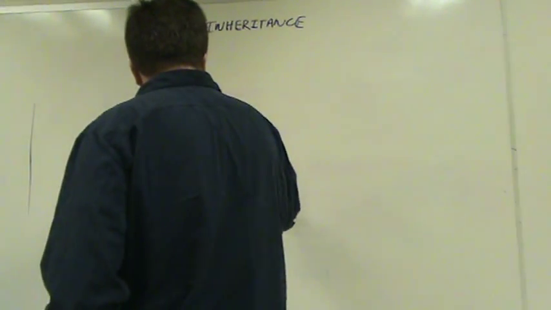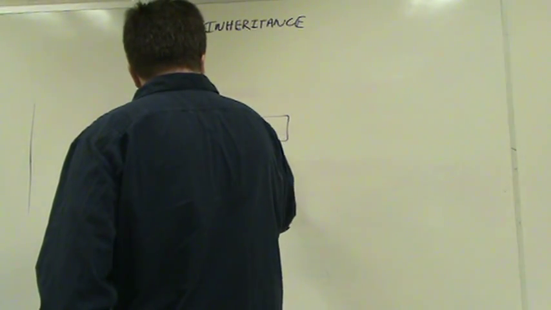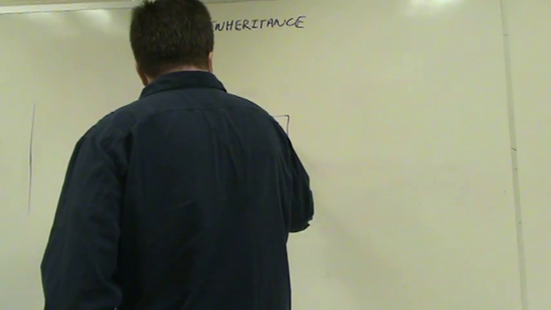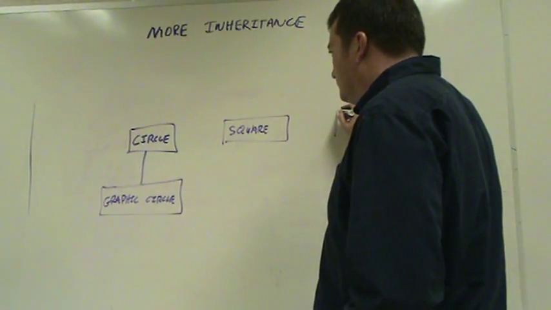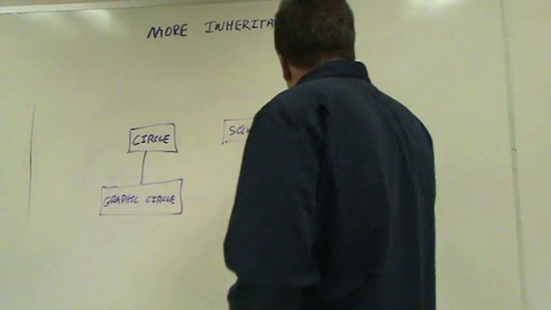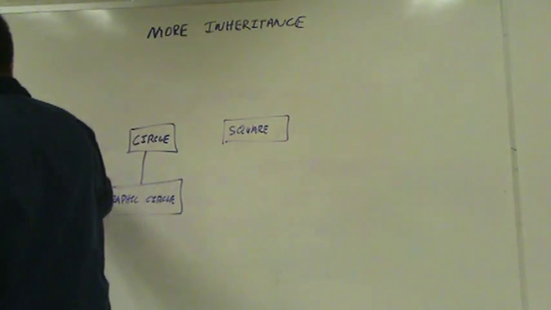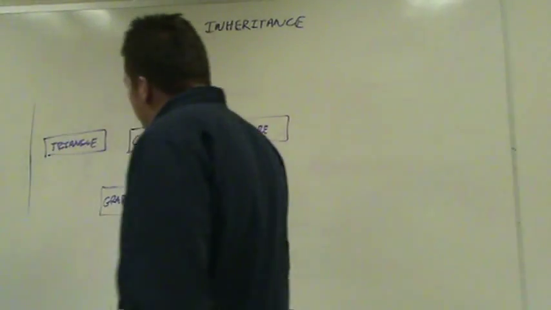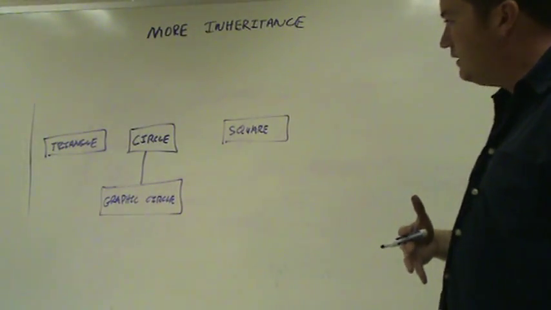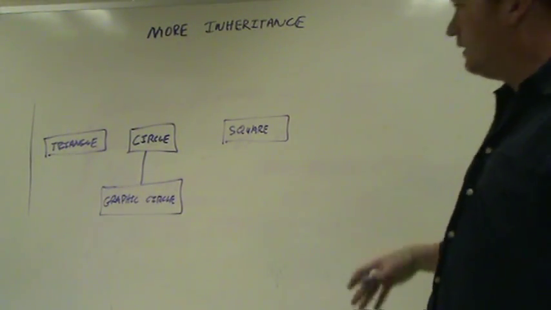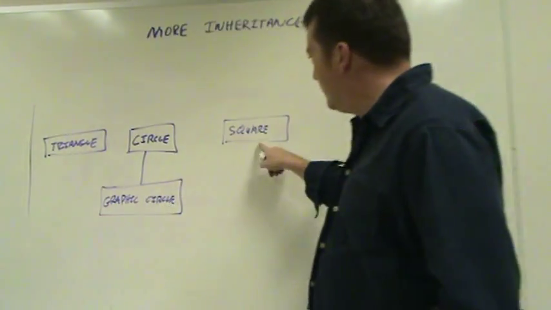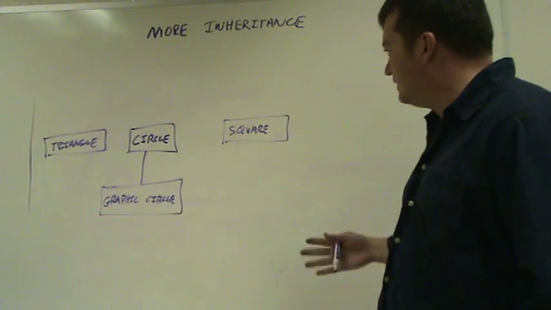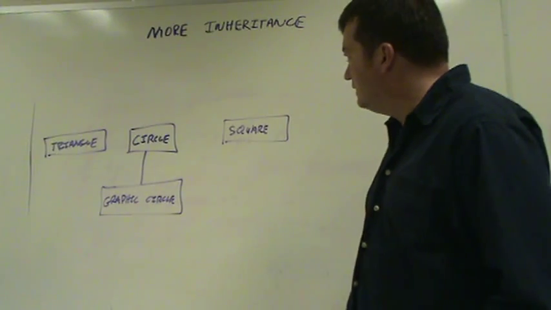And let's say we had a square, and what other shapes are there? Triangle. Yeah, let's say triangles. And then, obviously, we can have graphic triangle and graphic square, right? Same idea that you could have the outline and the fill.